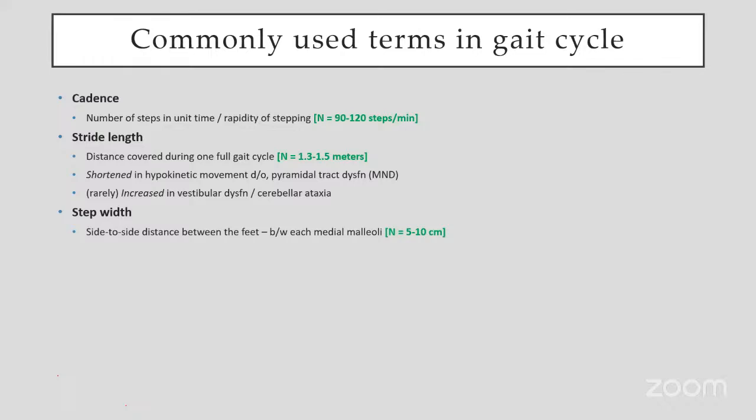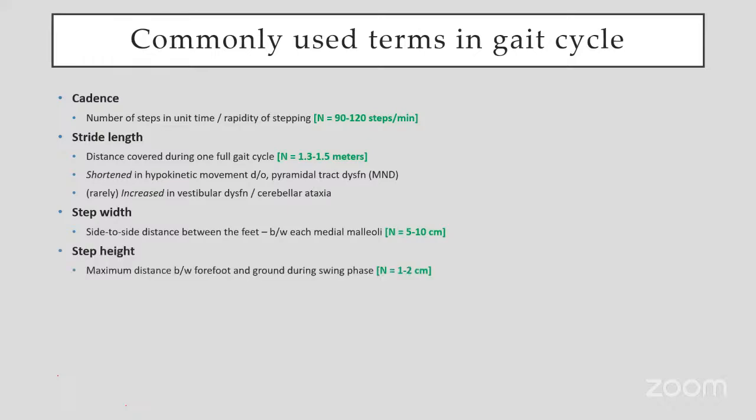Sir, I wanted to confirm regarding the step width. In some places it is given as 5 to 10 cm, in some places more than 15 is given as abnormal. Sir, what should we quote as normal? Actually, it is not given in books. It is given differently in multiple books. So I think 5 to 10 is normal. Otherwise, you can say 5 to 12 also. Yes, sir.